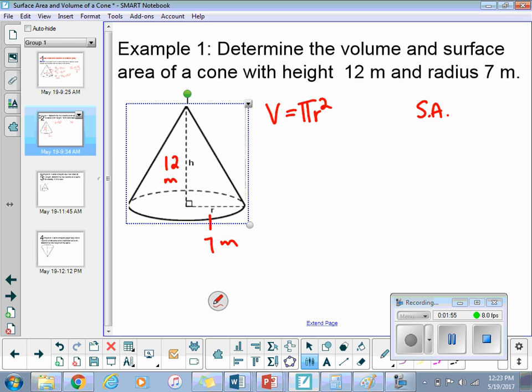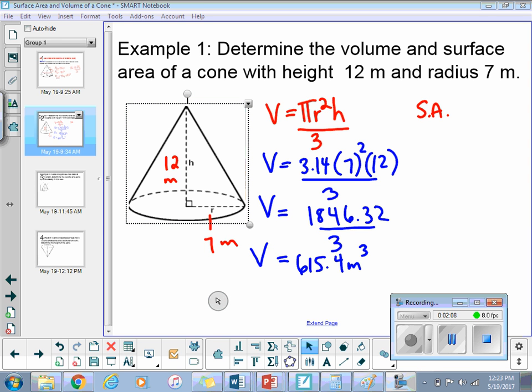Well, we are given height. r we have, h we have, divide by 3. So volume isn't too bad. Pause the video and solve it on your own. Come back and check. So you should have figured that the volume is going to be 615.4 meters cubed.